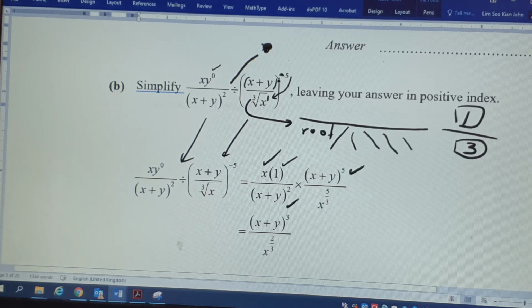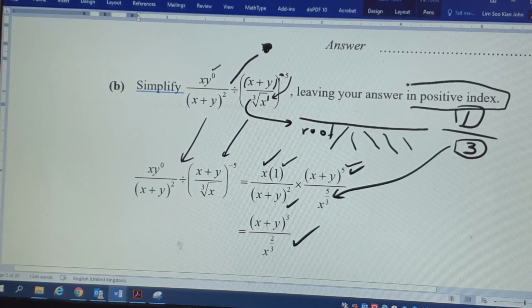But then because there's a 5 here, you times the 5 here and times the 5 here. There's a power 1 here. That's why this is power 5, and times 5 times 1/3. That's why you have 5/3. So that'll be your final answer. Okay, now even if the question doesn't say leave your answer in positive index, you must leave in positive index.